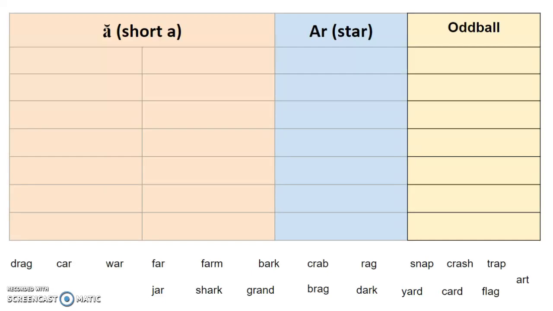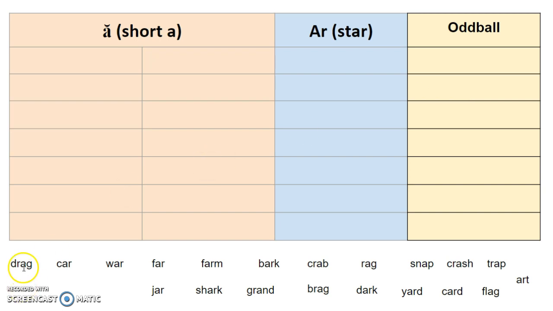This week you're doing letter names, sort 48. You will be working on short A sounds that say apple, and AR that says R in the word like star. If it doesn't follow this rule, you'll put it in oddball, and we only have one oddball this week.